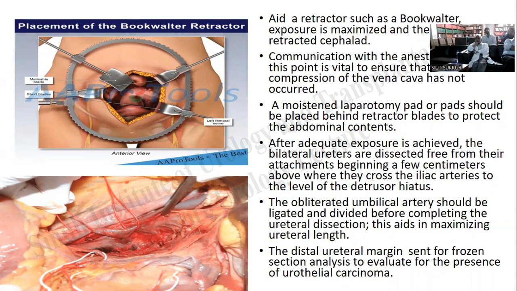After adequate exposure is achieved, the bilateral ureters are dissected free from their attachments, beginning a few centimeters above where they cross the iliac arteries to the level of the detrusor hiatus. The obliterated umbilical artery should be ligated and divided before completing the ureteral dissection. This adds maximum ureter length. The distal ureter margin is sent for frozen section analysis to evaluate for the presence of urothelial carcinoma.